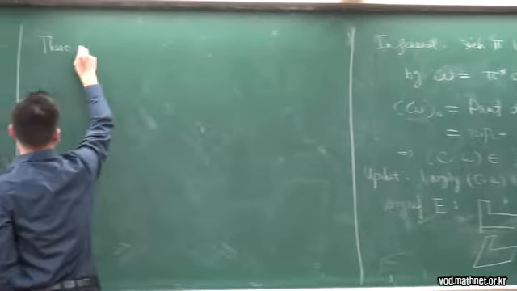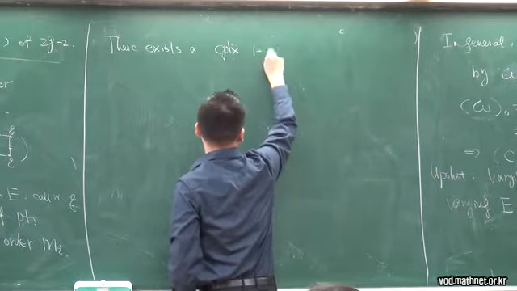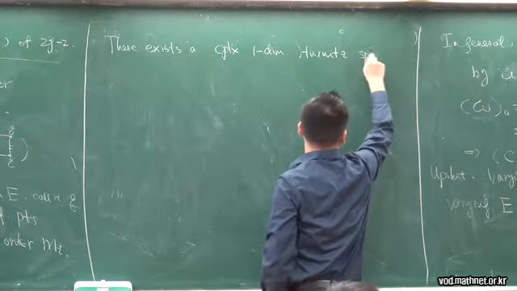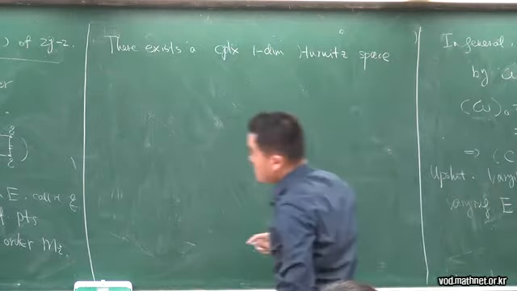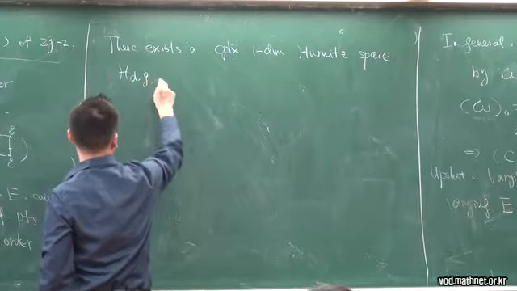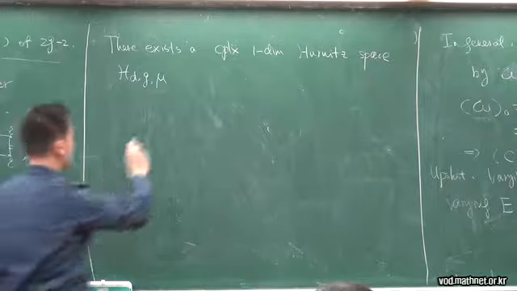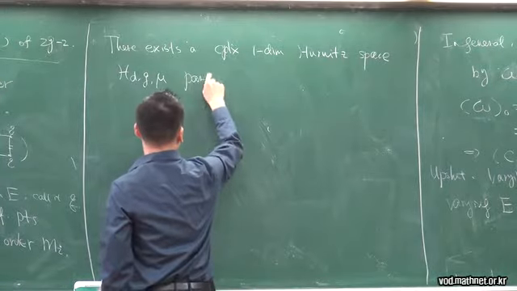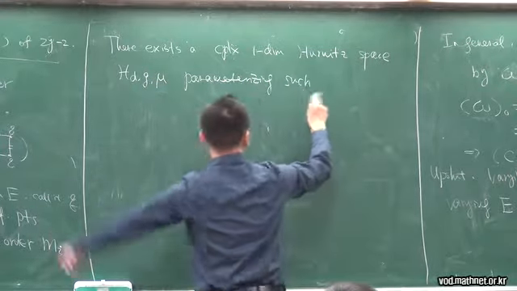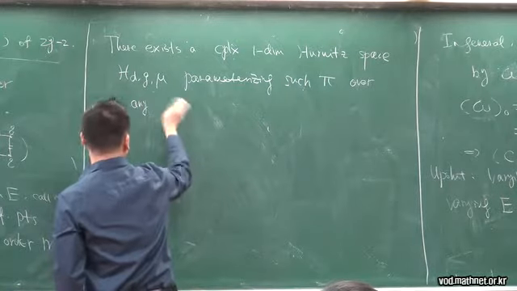There exists a complex one-dimensional Hurwitz space, let's call it H, D, G, mu, because it depends on these parameters: degree D, genus G, and ramification type, parameterizing such pi satisfying that condition over any or every elliptic curve E.